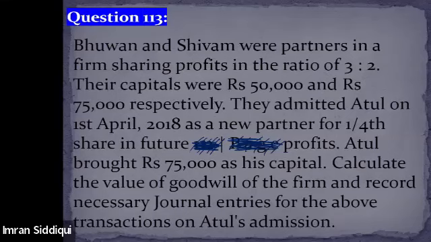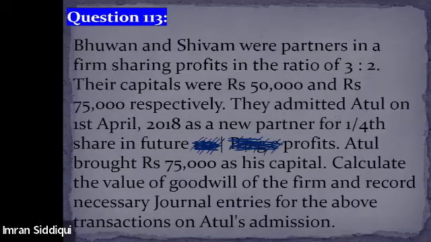So that means Bhuvan's capital account will be credited by 15,000 and Shivam will be credited by 10,000. Is that what you have done? Yes, sir. All right, then. So this question is correct. Solution is correct. So this is it for today's class, Alexander.